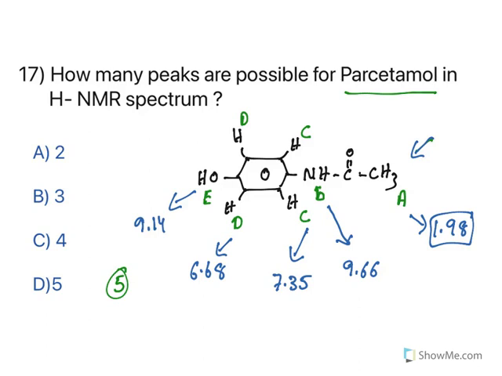So when you get a common idea about shielding and deshielding, you will be able to write all these values. But finally, how many signals? It is 5 signals. So the option is B.